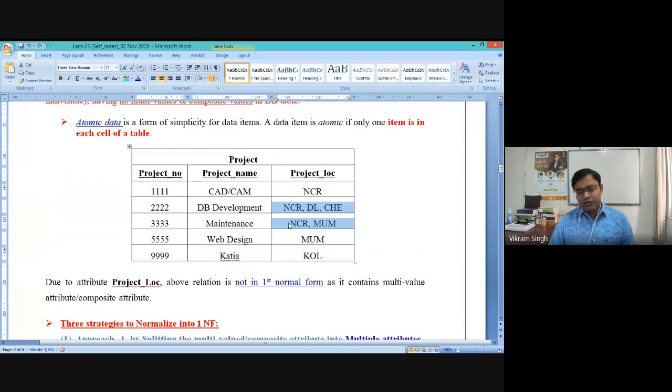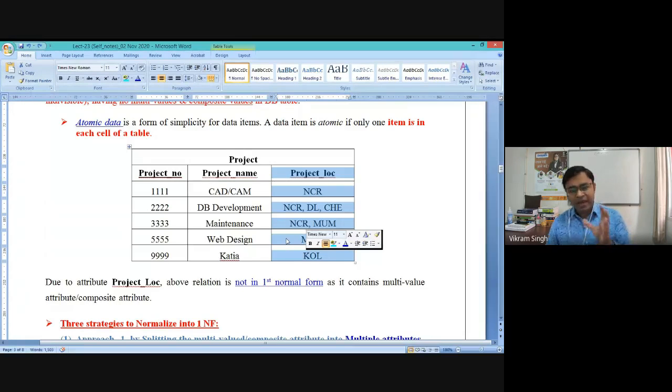So this is the problem. Because of these two tuples' values in the project location attribute, this whole relation is not in the first normal form, and the condition of first normal form is clear to you now. Now what is the solution? Suppose we want to decompose this relation and bring it to the first normal form, you should handle it.